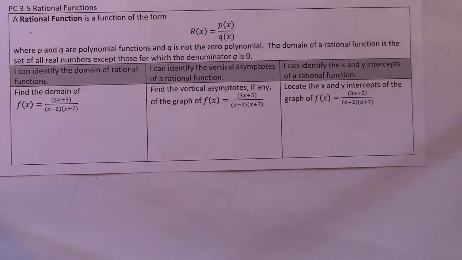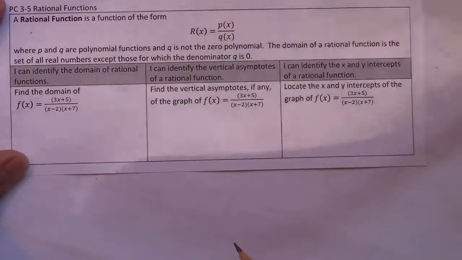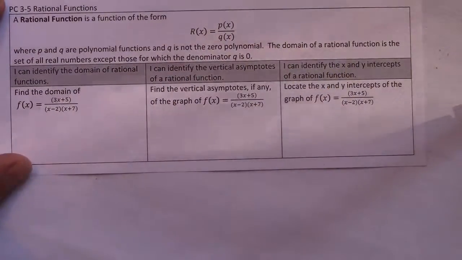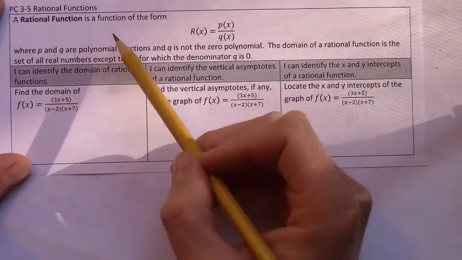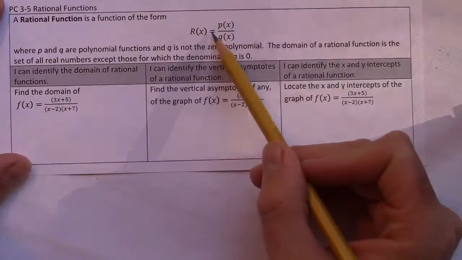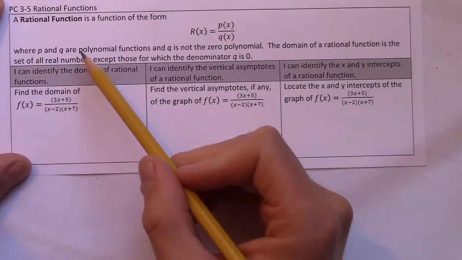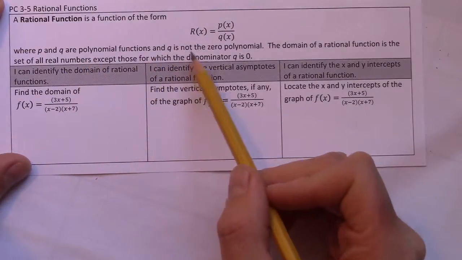Well, all right, here we go. Rational functions. So you've actually worked with rational functions before. You might have just not realized it. A rational function is a function of the form r of x equals p of x all over q of x, where p and q are polynomial functions and q is not the zero polynomial.